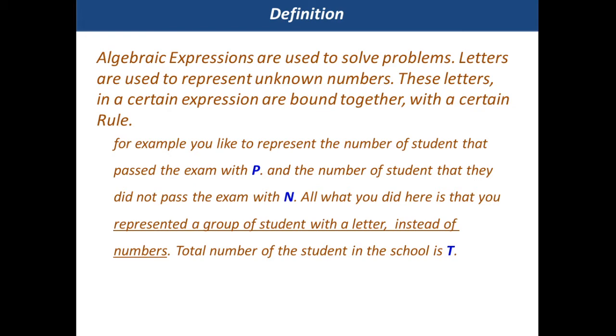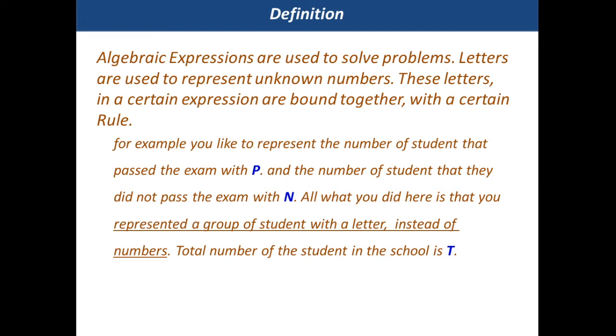Why do I do that? Because you like to find a formula which can work for any time, because numbers are changing. For example, I took the number of students in a school. You know that the number of students in a school in this year is fixed. The total number equals 1,000 students. Some of them pass, some of them do not pass. So I represent each one of them with a letter. Why? Because I can then find a logical formula for the total number of students in the school.